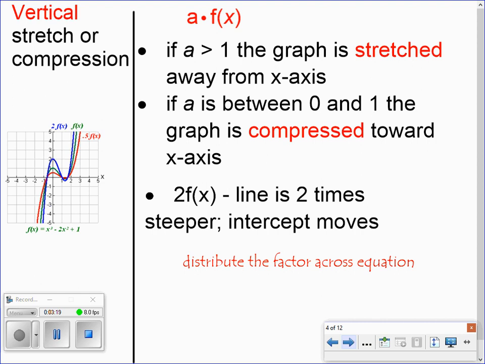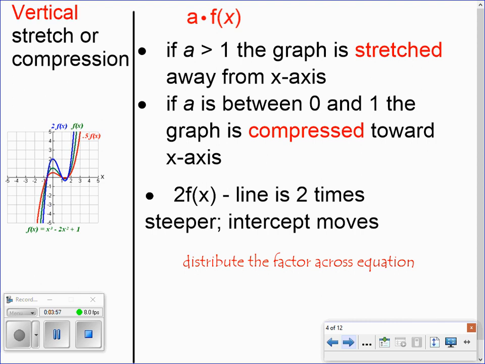And if that number is between 0 and 1, now it's being compressed. So again, if we have a number between 0 and 1, that's our fraction, then it's being compressed towards the x-axis. So that would be like pressing a soda can from the top and the bottom, pushing that in. That would be vertical. Or if you're stretching that same soda can back out, that would be that vertical stretch or compression. So if it's greater than 1, then it's being stretched away from the x-axis. If it's between 0 and 1, then it's being pressed towards the x-axis.